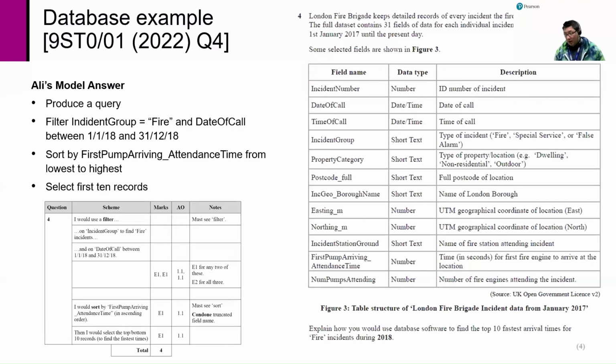If you look at the mark scheme, we're looking for the word filter. You must see the word filter, and we are looking for any filter condition for your second mark. We also need a sort, and also the fact that we are selecting 10 records. Now you could sort it from highest to lowest, which would be the slowest to the fastest, and select the bottom 10 records. That's fine as well. But you can see that what you have to actually write down boils down to the words sort, filter, select, and also the conditions which you need to satisfy.